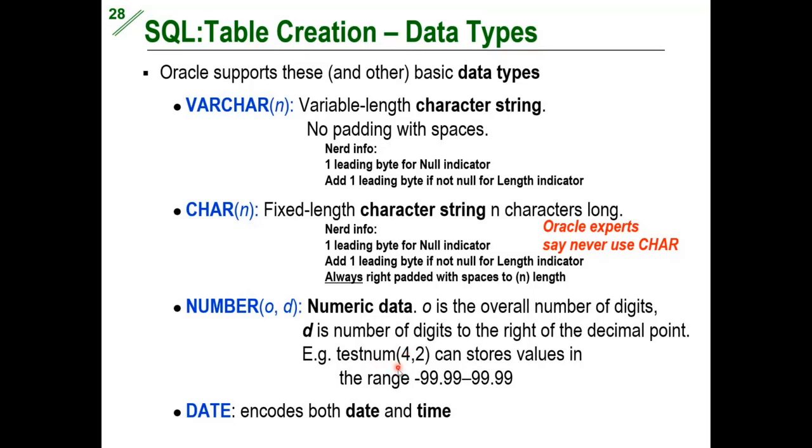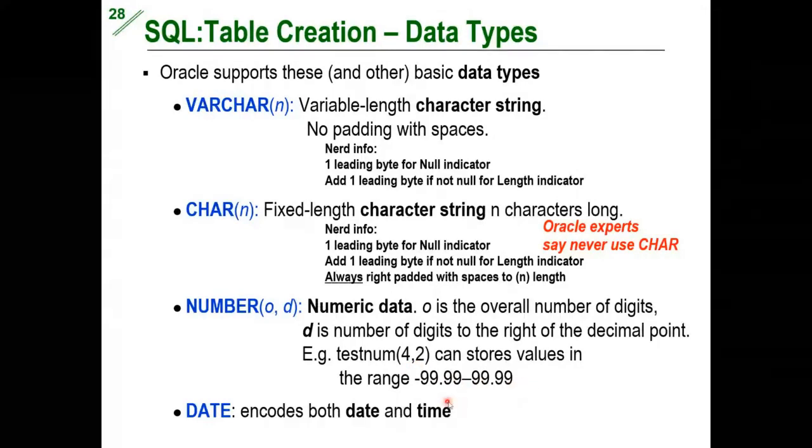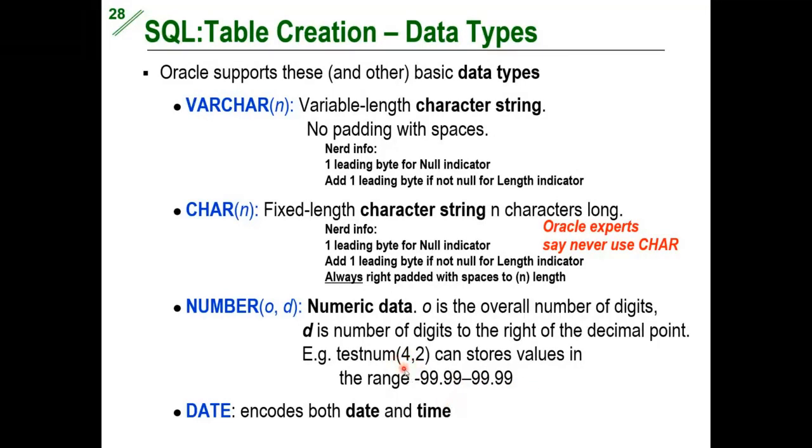So that particular column has 4 digits in total. Out of the 4 digits, the last 2 digits are the decimal, right? So in this case, I can record data from minus 99.99 to plus 99.99, including these two. So plus and minus, I can include the minus values as well, no issue with that, right? So that is numeric data.